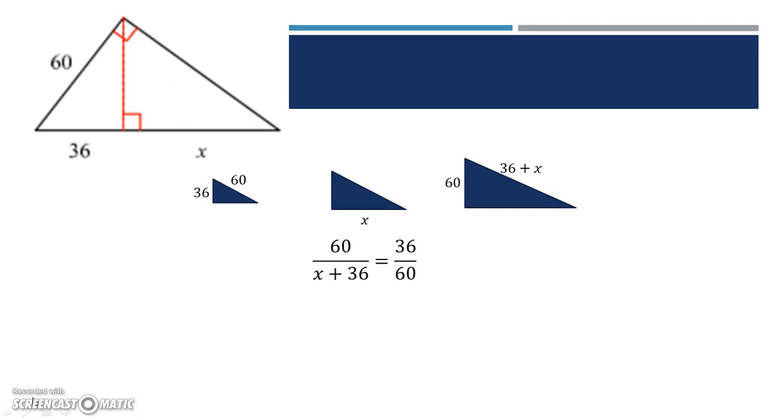Notice the 60 repeats. We get 36x plus 1,296 equals 3,600. Subtract 1,296, then divide by 36. We get x equals 64. So there we go. That's all there is to right triangle similarity.